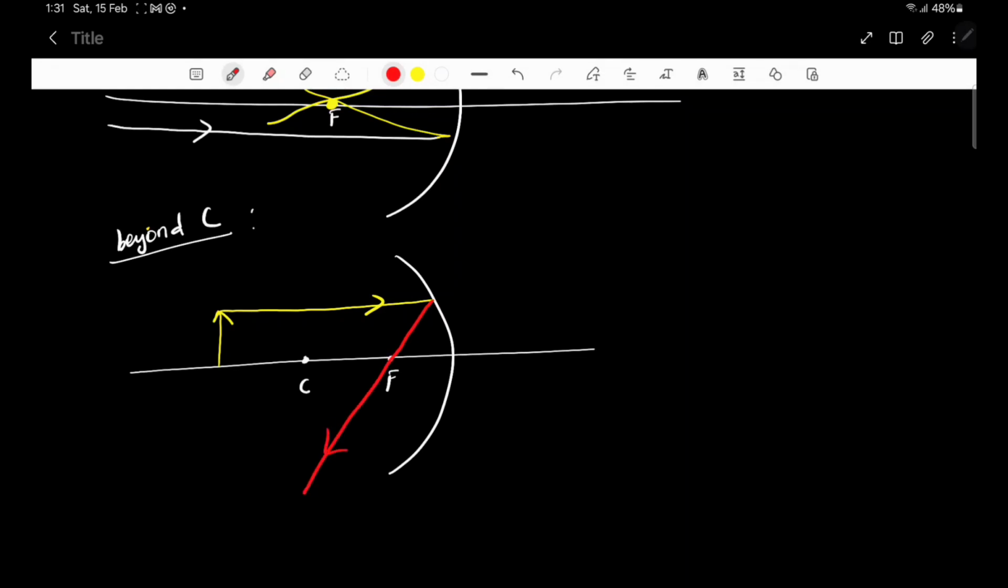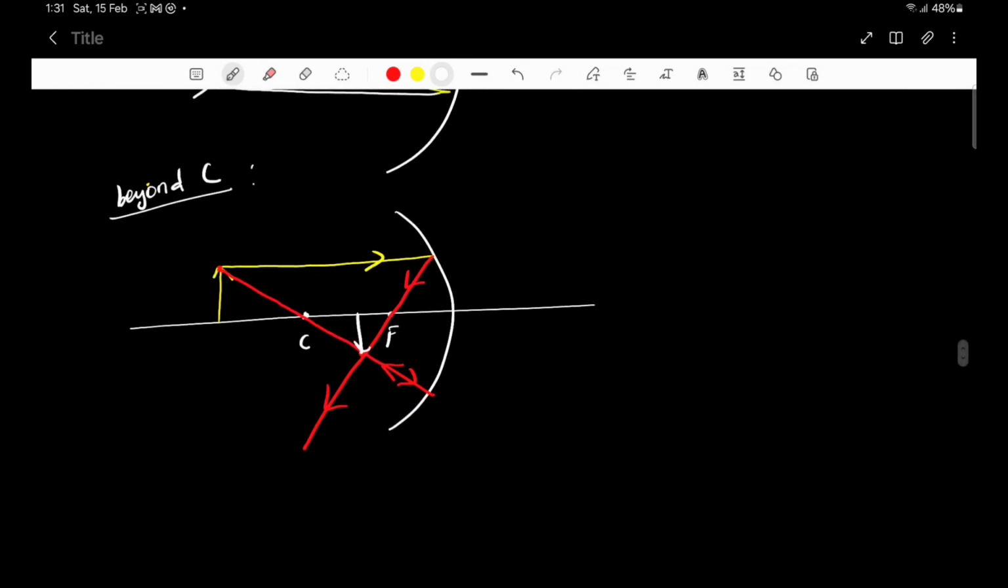It's rule 1. I can consider one more rule also. If I draw any light ray from the top tip of the object in such a way that it is directed toward the center of curvature, after getting reflected, it will exactly retrace its path. So these 2 reflected light rays are meeting at this point, right? So that's where the final image will be formed.